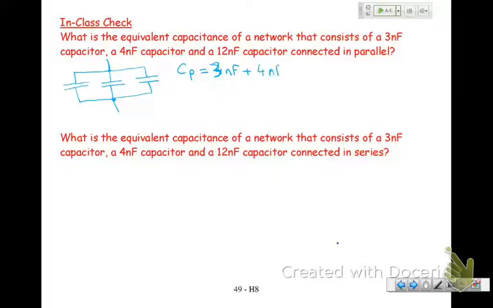3 nanofarads plus 4 nanofarads plus 12 nanofarads, which equals, 3 and 4 makes 7 and 12 makes what? 19? 19 nanofarads. That was simple enough. Which is 19 times 10 to the minus 9 farads. There's my answer. Cool. So that's pretty straightforward. What about when they're in series?